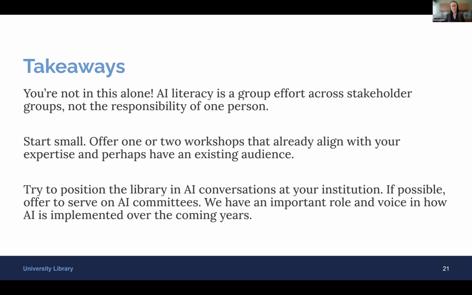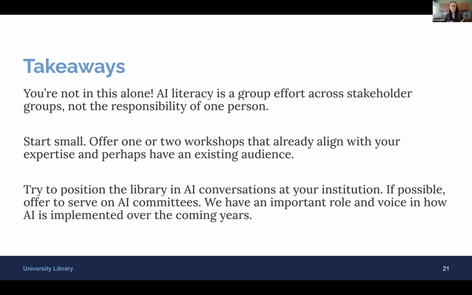But any opportunity to collaborate is really, really helpful. Cannot stress enough, start very small. One workshop, two workshops would be a great starting point. Things that already align with your interests and expertise. Again, maybe identify an audience that is already coming to your workshops or that you think would be really receptive to this topic would be a good way to move forward.